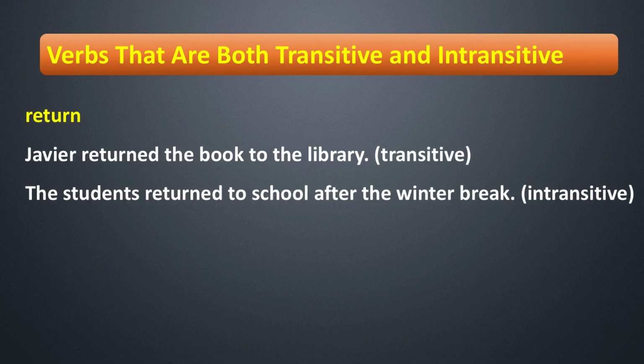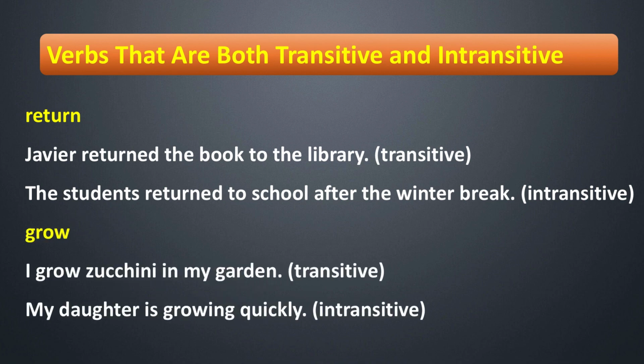Return. Javier returned the book to the library. This is a transitive verb, right? Return. Or the students returned to school after the winter break. That's intransitive. Or grow, right? I grow zucchini in my garden. That's transitive. My daughter is growing quickly. That's intransitive, and we have no object. So as you can see, some verbs can be both transitive and intransitive depending on the situation.